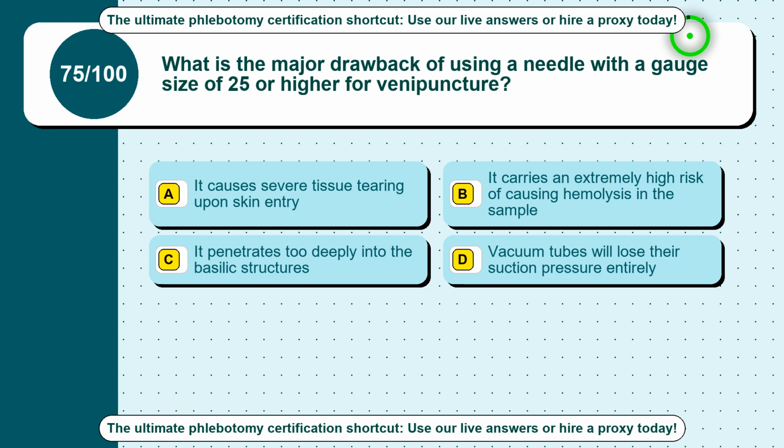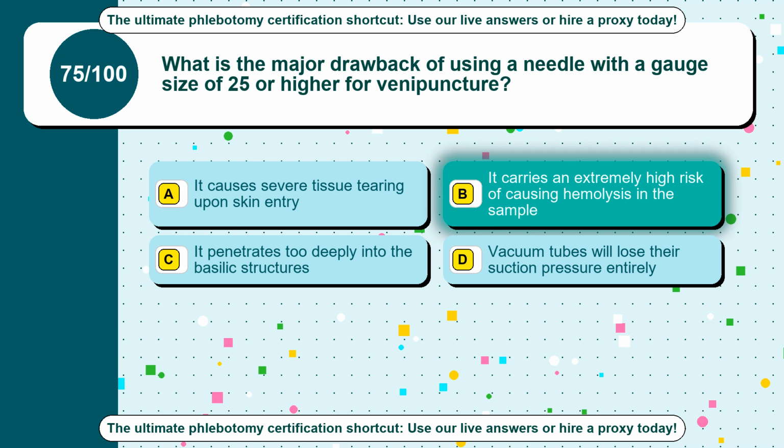Question 75. What is the major drawback of using a needle with a gauge size of 25 or higher for venipuncture? Option A. It causes severe tissue tearing upon skin entry. Option B. It carries an extremely high risk of causing hemolysis in the sample. Option C. It penetrates too deeply into the basilic structures. Option D. Vacuum tubes will lose their suction pressure entirely.